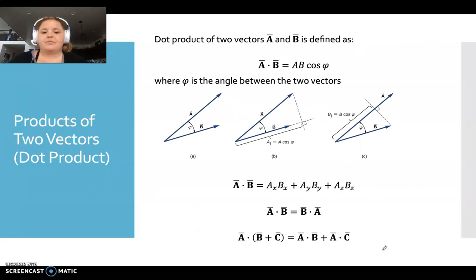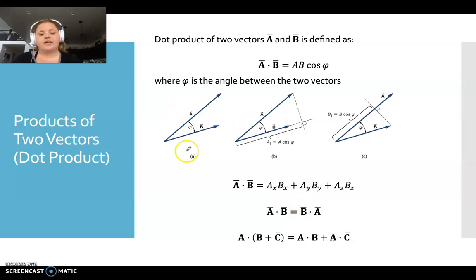I'll only be able to start this, but then I'll continue in the next video. So we need to quickly talk about products of two vectors. I said earlier, you can't just multiply two vectors. We call this something different. It's called taking the dot product of vectors. And it's defined as so: A dot B is equal to the magnitude of A times the magnitude of B times the cosine of the angle between those two vectors. So phi is the angle between the two vectors that we're looking at.